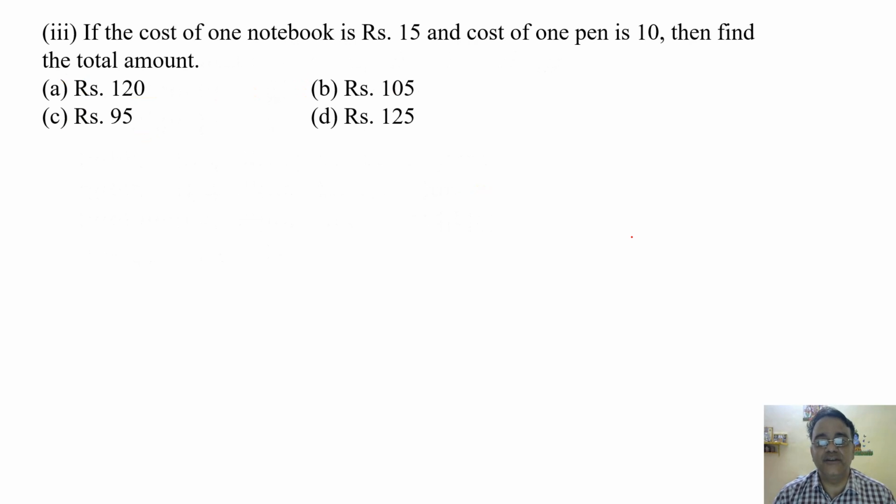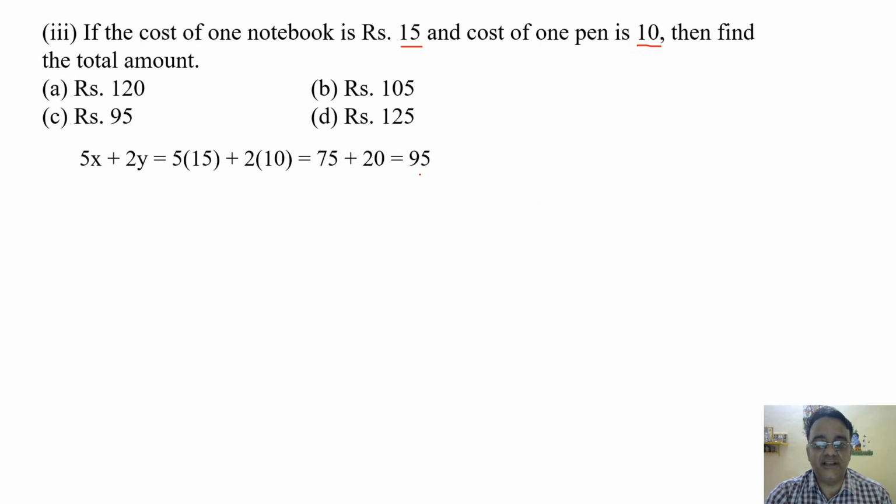If the cost of one notebook is rupees 15 and the cost of one pen is 10, then find the total amount. So 5x plus 2y, right? So 5 into 15 plus 2 into 10, that is 75 plus 20, 95. So he has to pay rupees 95. So the correct option is C.